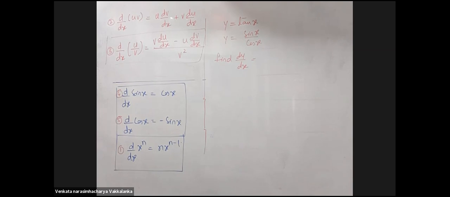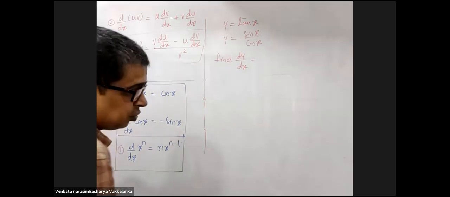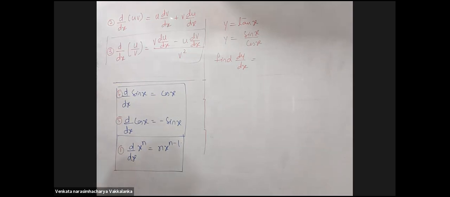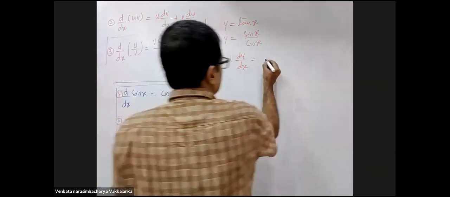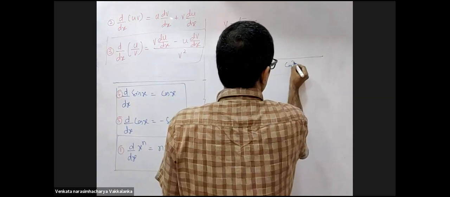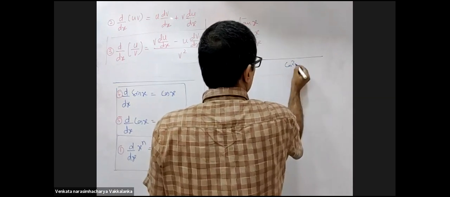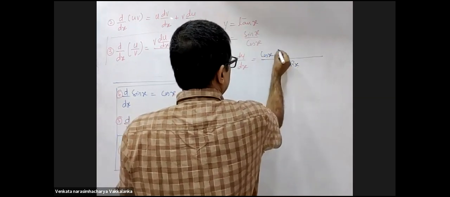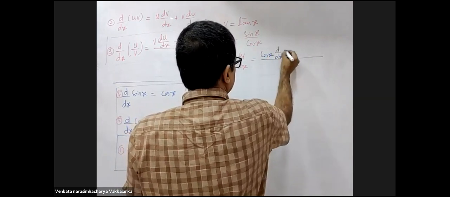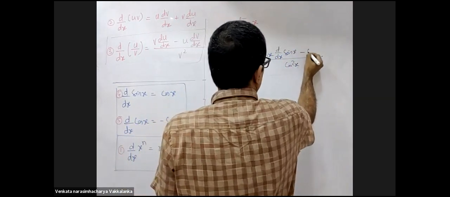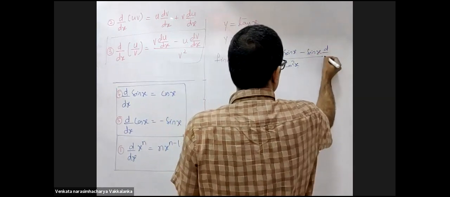Done, sir. Secant square x. All of you are supposed to get the answer. 1 by cos square x. Cos square x in the denominator, whole square. Keep cos x as it is. Differentiate sin x. Minus sin x as it is.